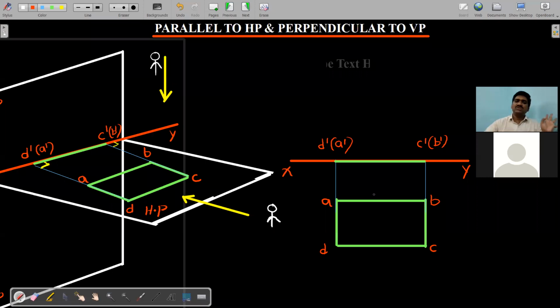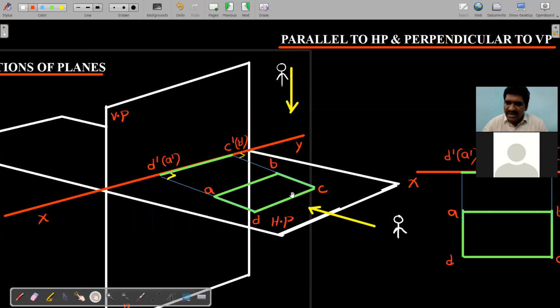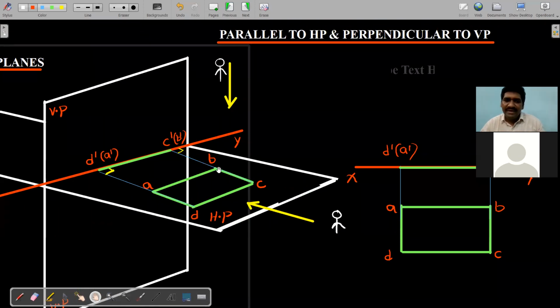Sir, in the examination, actually you are saying that this body is lying in the HP. Are you following what I am trying to say? Be very careful. This rectangle is lying entirely on HP now. Sometimes what happens is this rectangle will be some distance above HP.